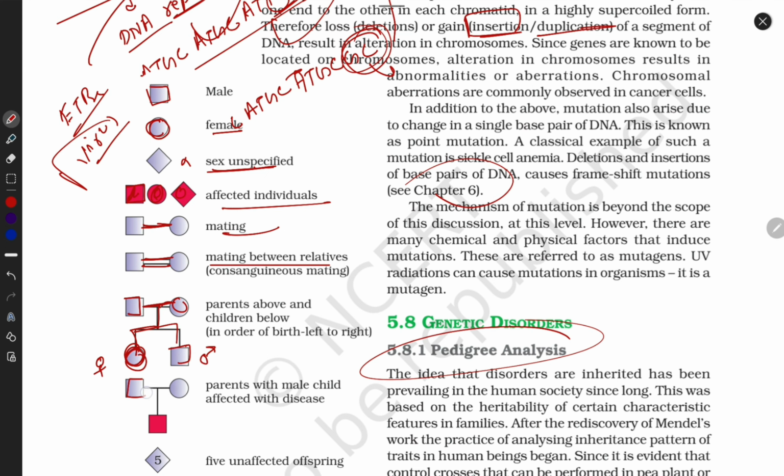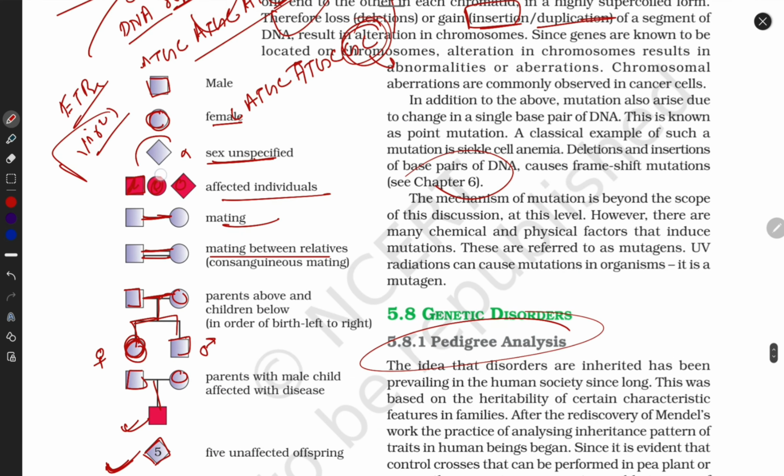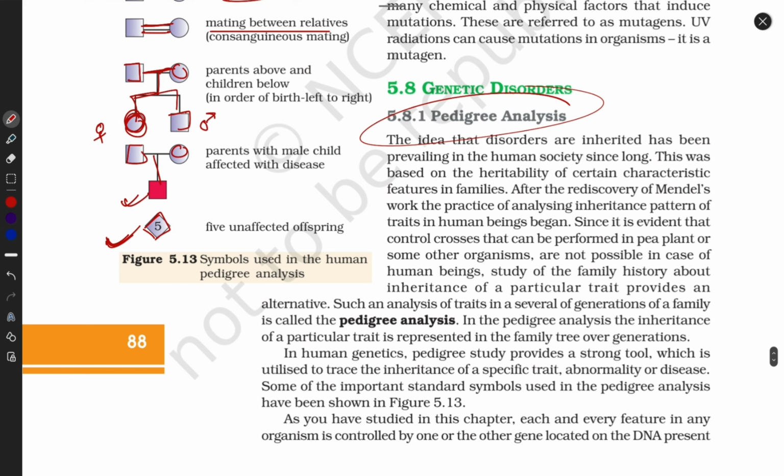Here mating will occur between male and female, and what do they have? An affected child. Here are five unaffected offspring. Offspring are present, but they are unaffected, but we can't identify which is male and which is female. Look here, we don't identify. So with the help of a pedigree, you can identify their ancestors' mutation status, whether it is a disease state, whether they are normal or not. Yes or not, guys?